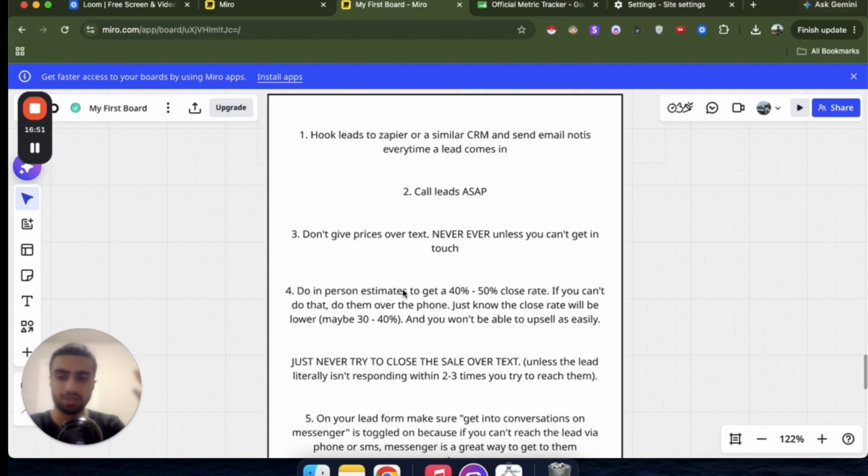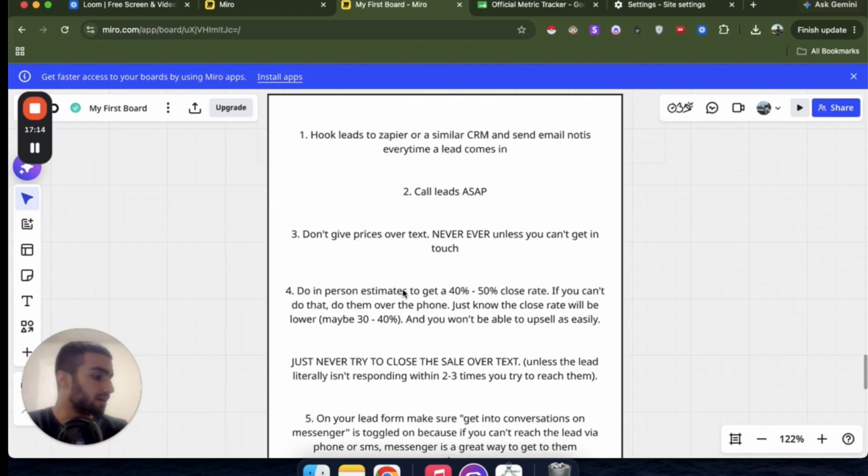I mean, what I do is I call them. If they don't pick up, I text them on their number, and then I call them again later on in the day. If they still don't pick up, I text them on Messenger. This is just what you can do. Sometimes I just go with the flow. I don't really follow an exact process. I text them on Messenger because there's an option where you can enable Messenger conversations on the form.